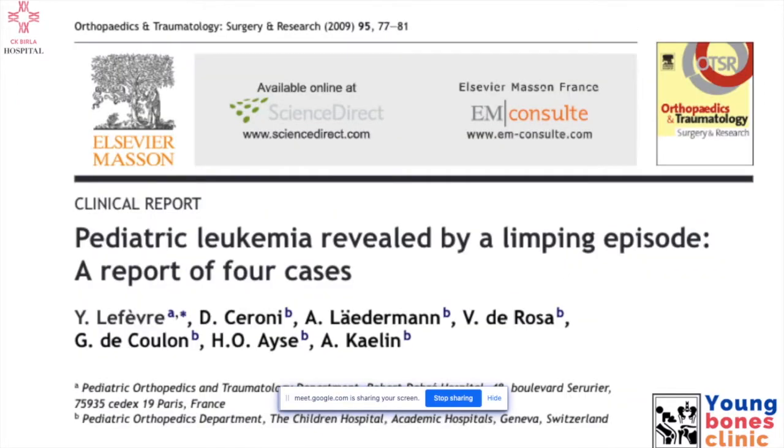This article reveals the fact that a subtle limp can be a symptom of a grave underlying disorder, as in pediatric leukemia. 18 to 20% of leukemias can actually present as a limping episode in a child. That is why it's so important to carefully evaluate a limp.